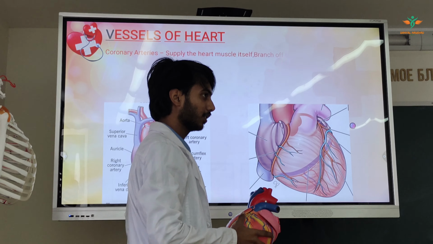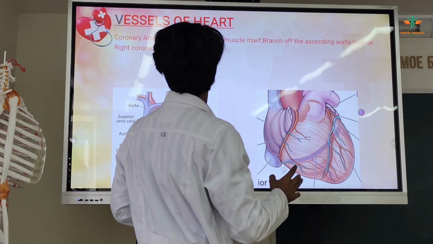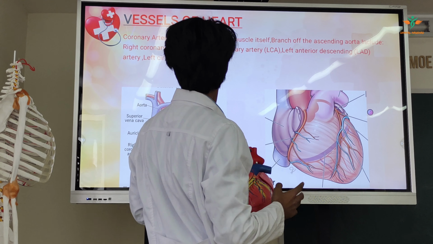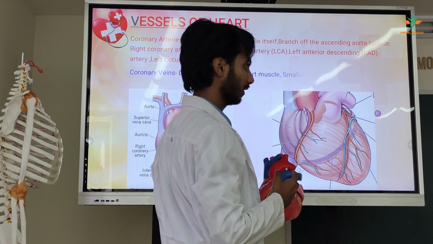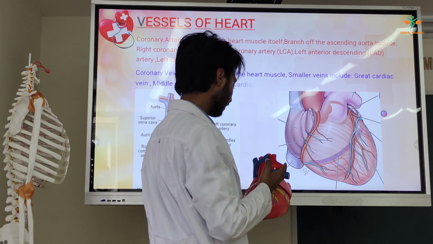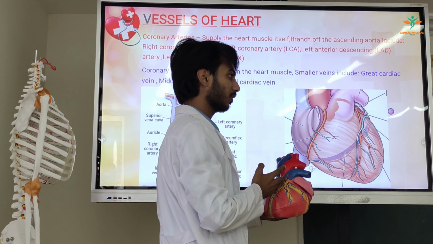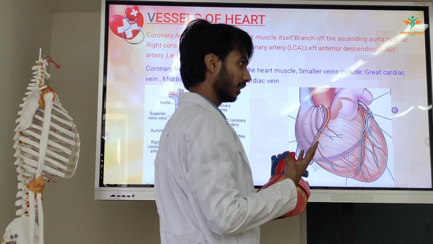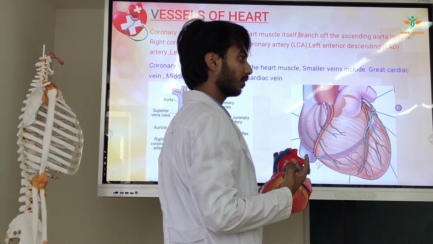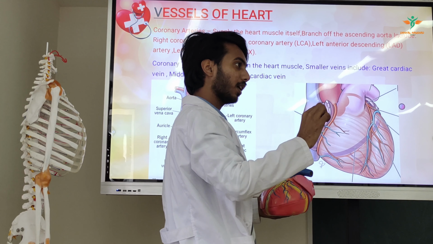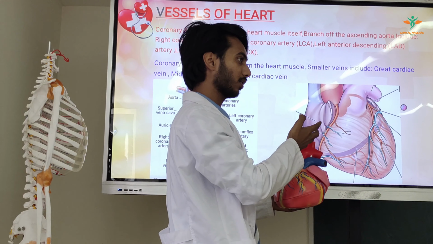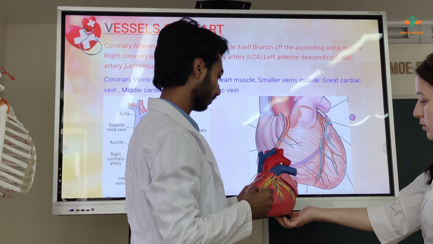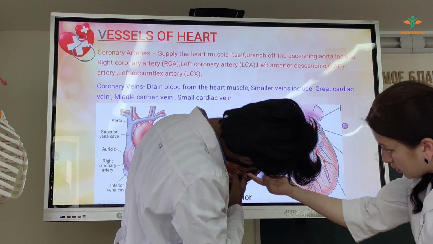Vessels of the heart: there is the right coronary artery, left coronary artery, and coronary veins. Coronary arteries are mostly present in the grooves. How many grooves? Three: anterior, posterior, and inferior surface, also the coronary sulcus.